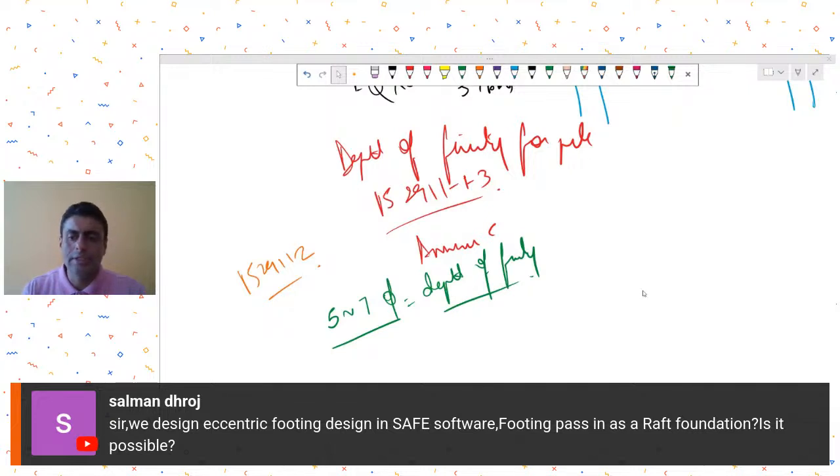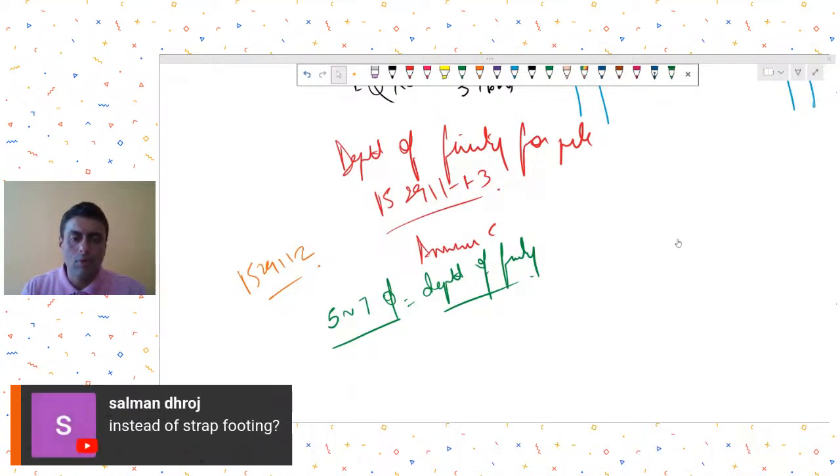You do these things. Generally, if you don't provide strap footing or if there is no tie beam arrangement to take that eccentric moment, these two things will not pass. So just check that.